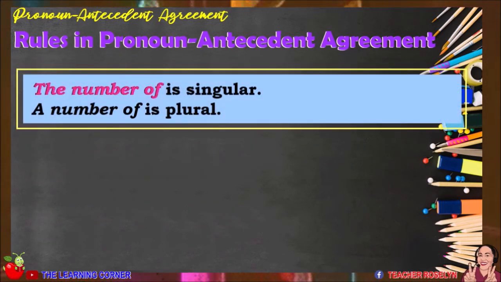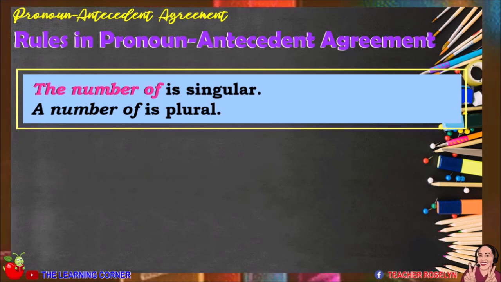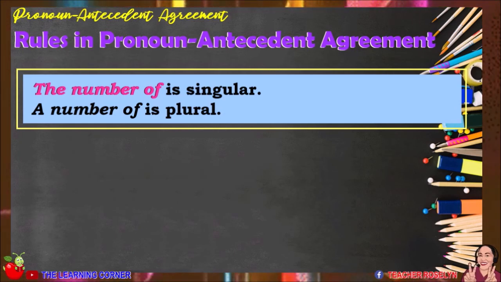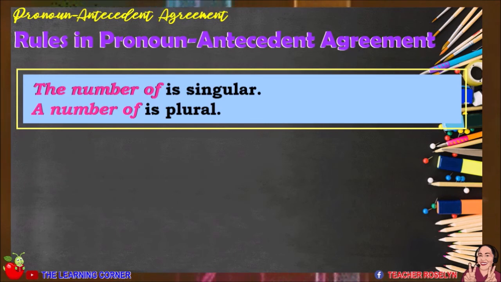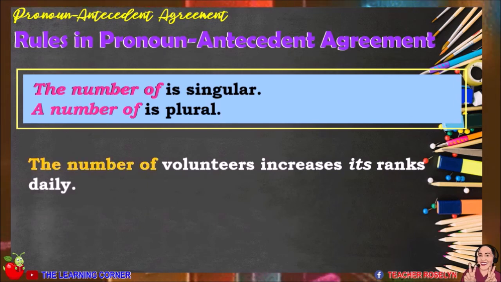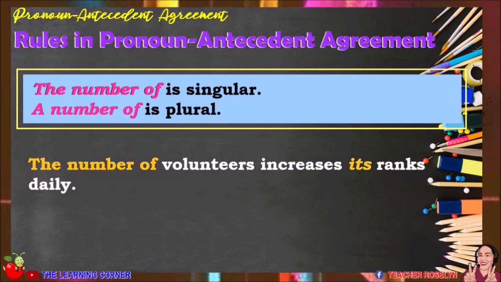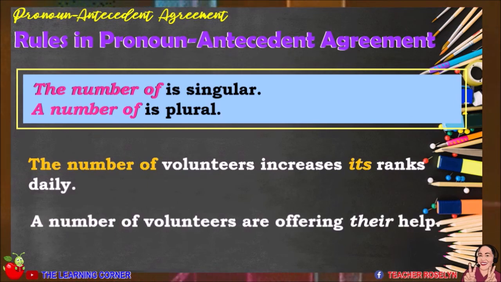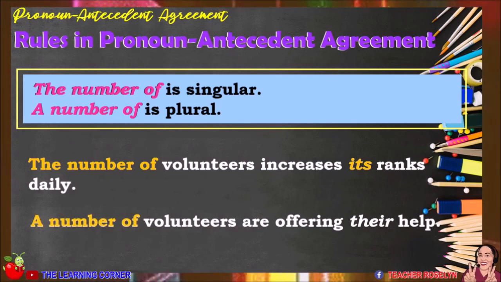The phrase, the number of, is always singular, while a number of is plural. For example, the number of volunteers increases its ranks daily. A number of volunteers are offering their help.